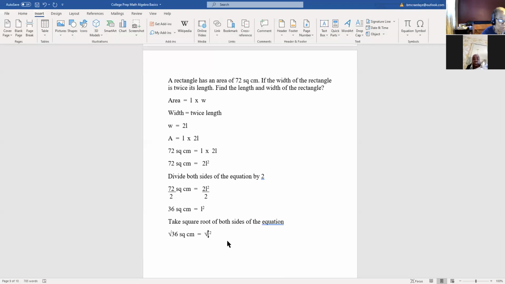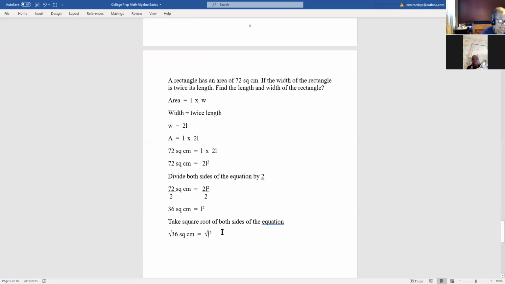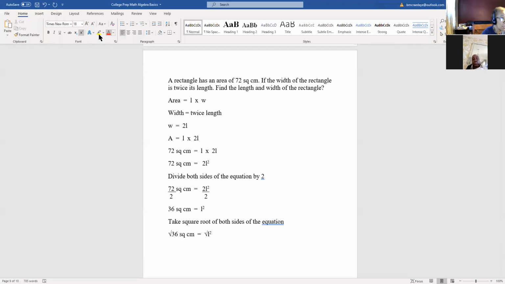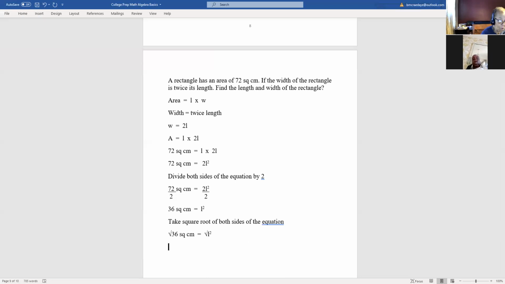What's the square root of 36? 6, that's right. So that would be 6. What's the square root of L squared? L, that's right, because when you take the square root, you really raise it to the 1/2 power. So 2 and 1/2 just gives you 1. So that would be L.